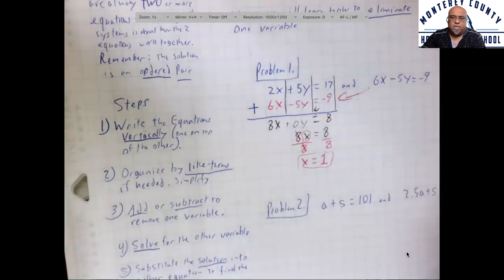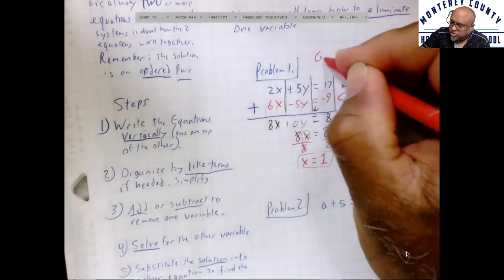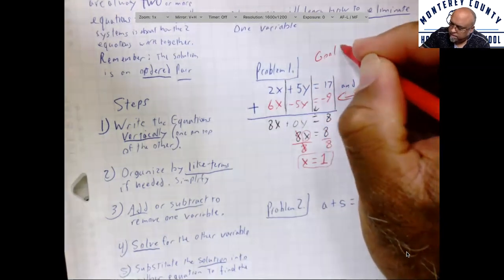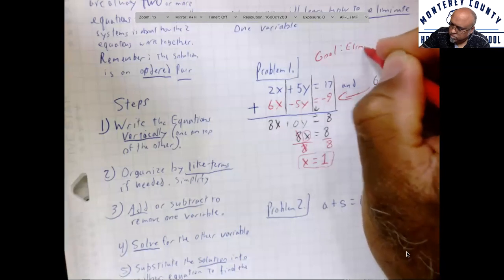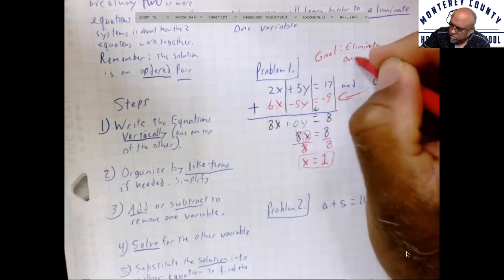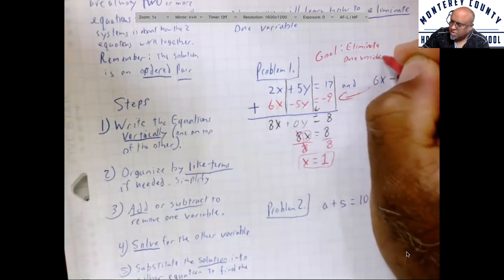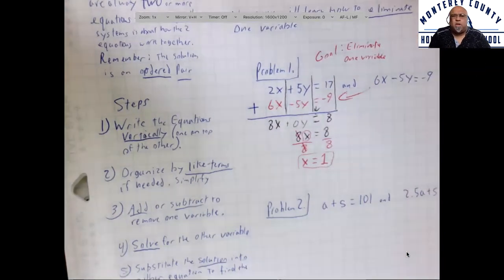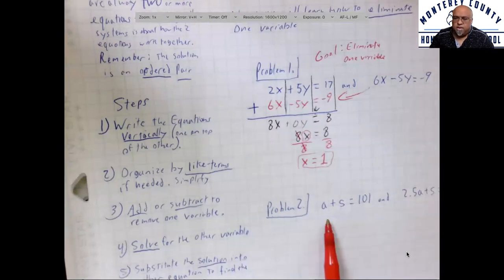Okay? Now in that respect, my goal here, and you have to keep this in mind, the goal is to eliminate one variable. Now when you eliminate one variable, it doesn't matter if the variable is x, or if the variable is y. If it uses different letters, like as you can see in problem 2, we have the letters A and S. If you have two variables, you just want to eliminate one. And the one that you want to eliminate is the one that's going to be easiest to eliminate by this process.